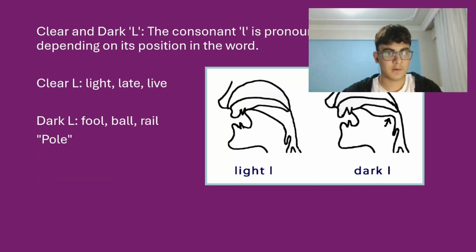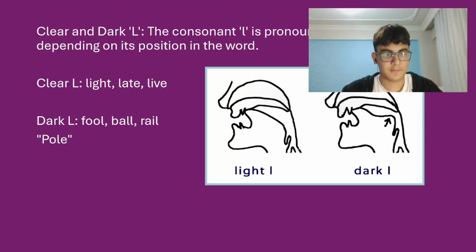We have clear and dark L. The consonant L is pronounced in two different ways, depending on its position in the word. We have clear L, which is light, late, and live. As we can see from the picture, we pronounce these words by pushing our tongue to the back of the front upper teeth, and we say light.